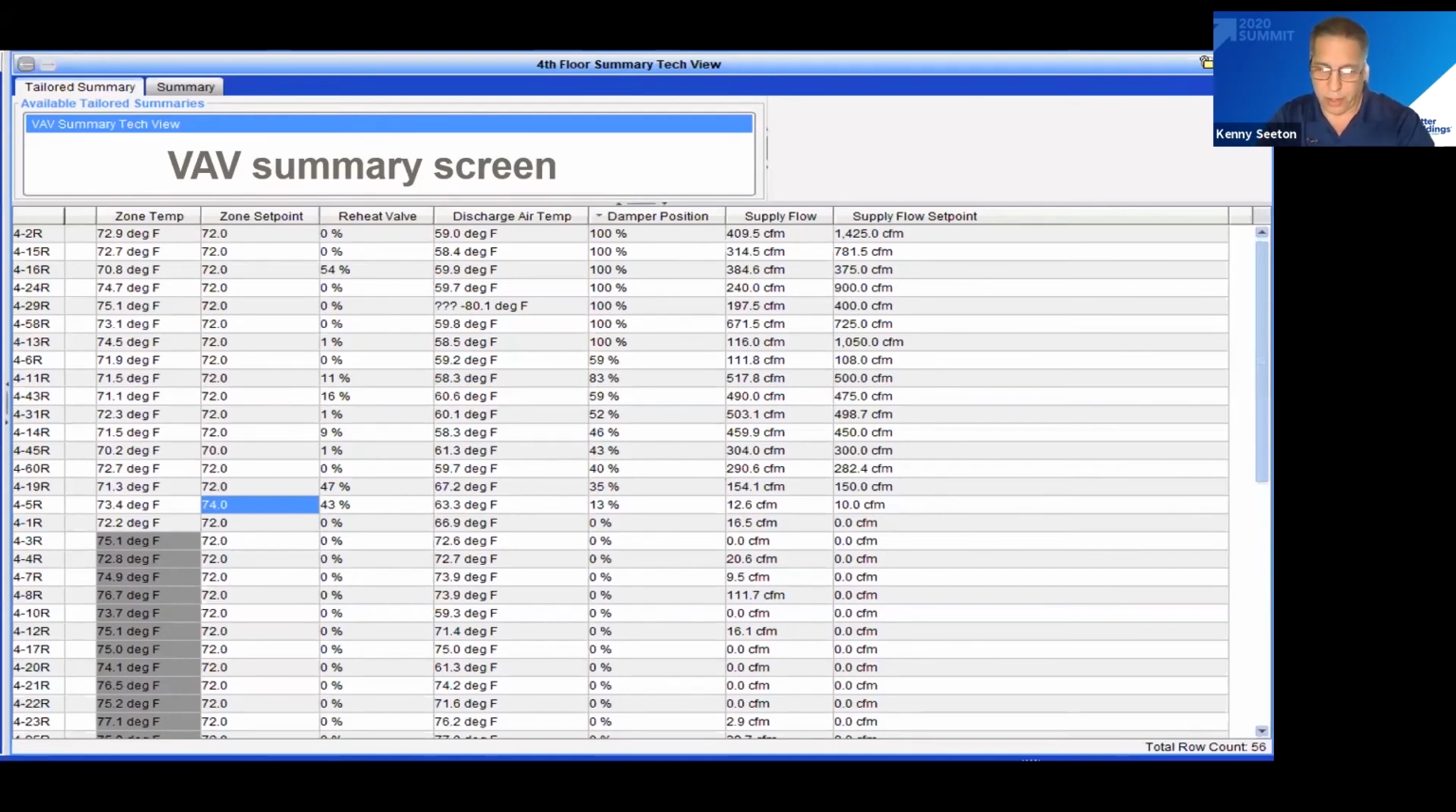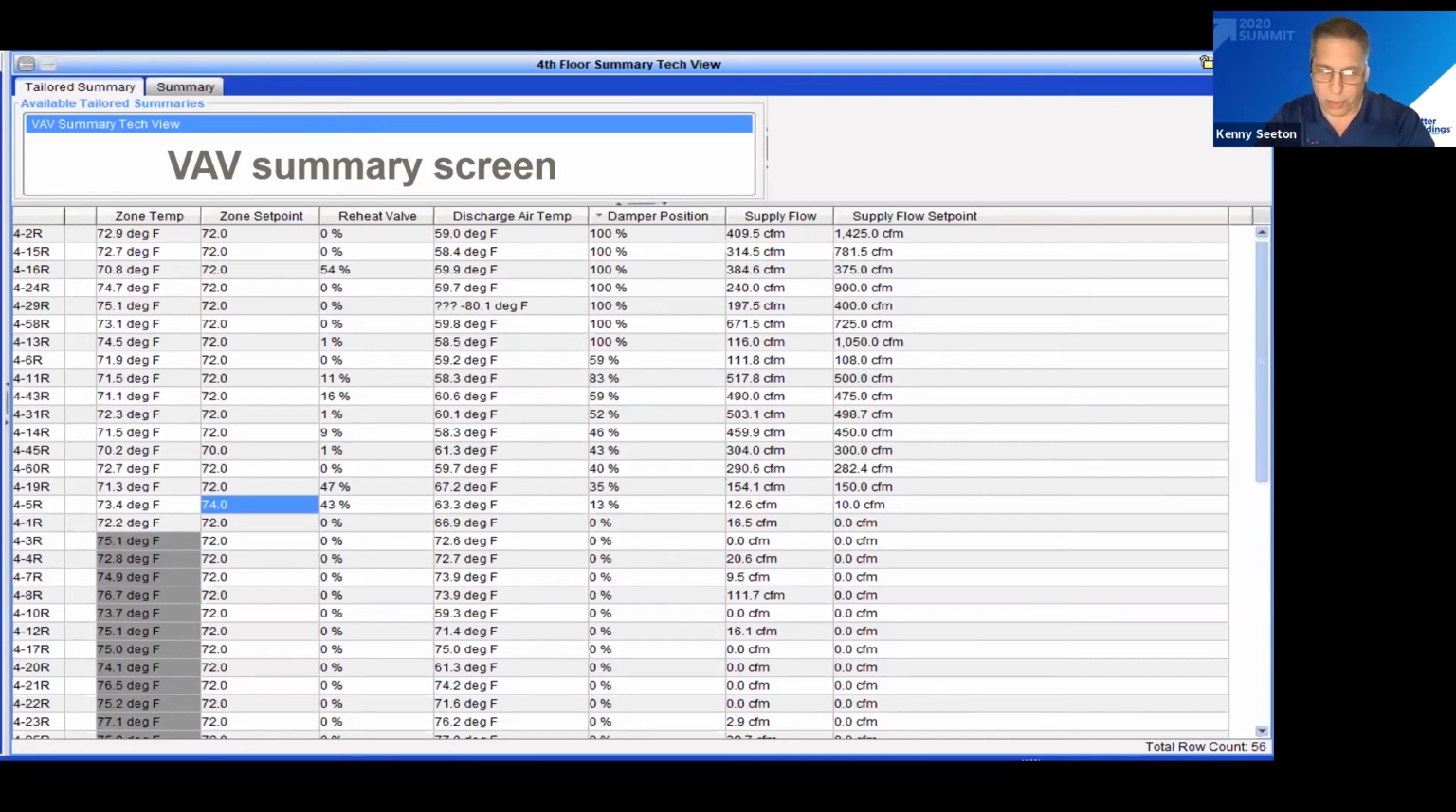So here we've gone and programmed all those points. If you look down at the bottom right, it says total count is 56. This is a summary screen of the 4th floor, all the VAVs on the 4th floor. So there are 56 different thermostats or VAVs on that floor.